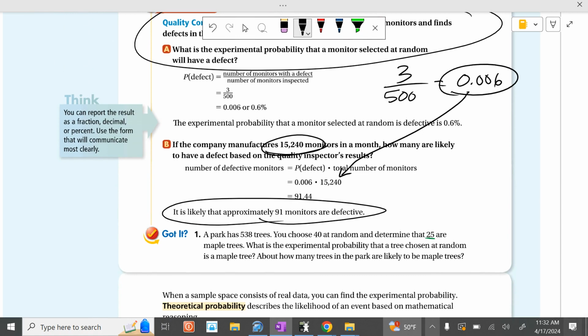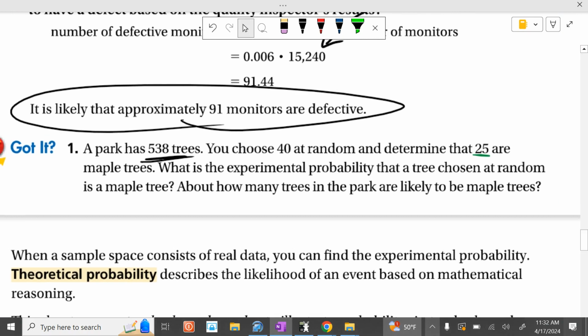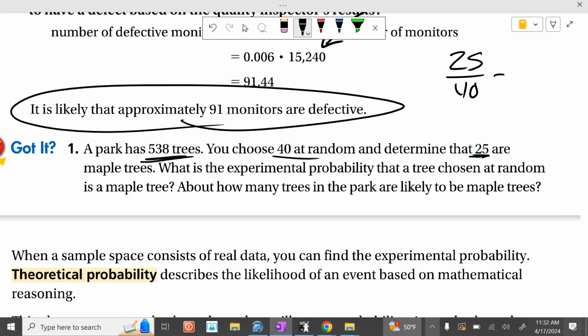Okay? Let's say a park has 538 trees in it. You choose 40 at random and determine 25 are maple trees. So 25 out of the 40 are maple trees. Somebody with a calculator, take 25 divided by 40. I think it's 0.625, right?